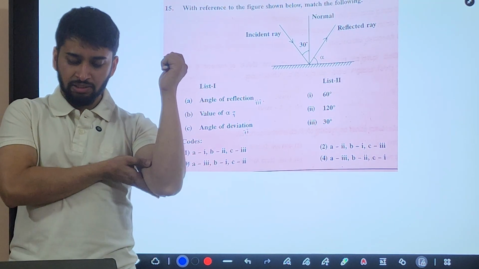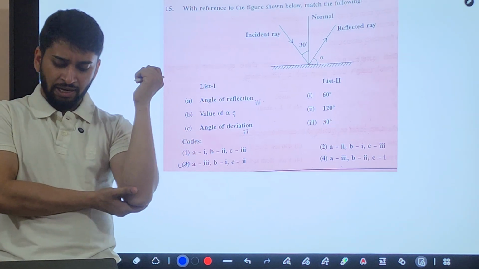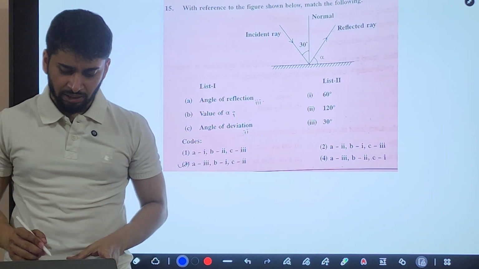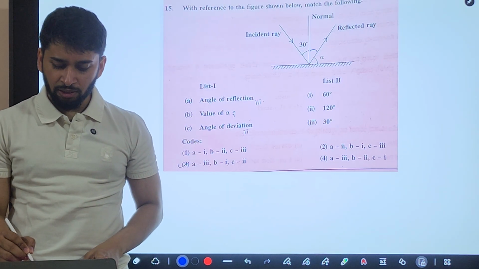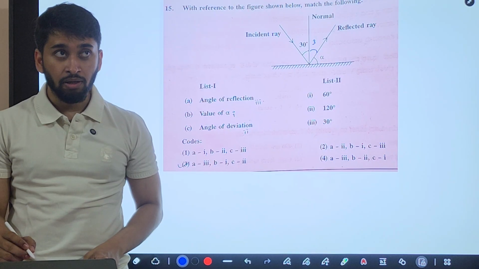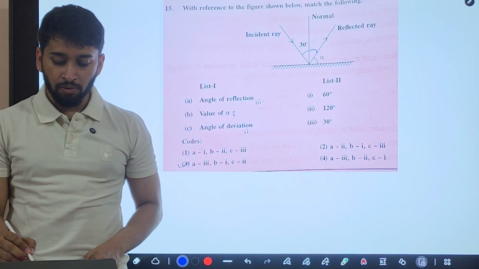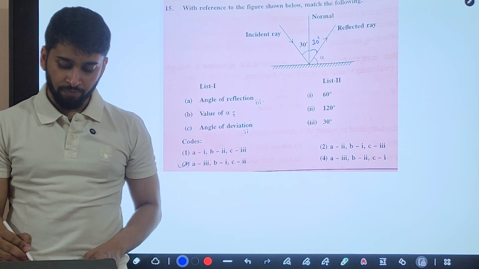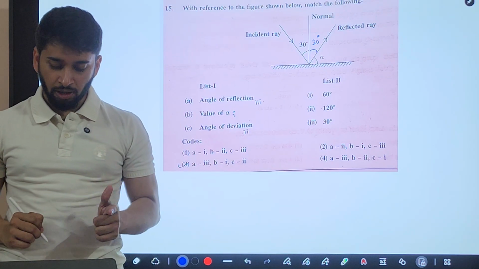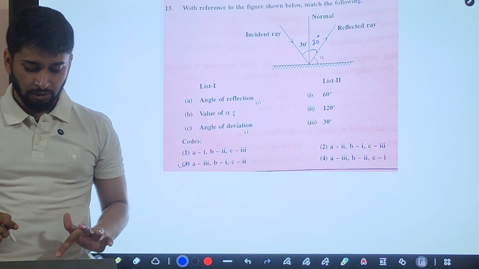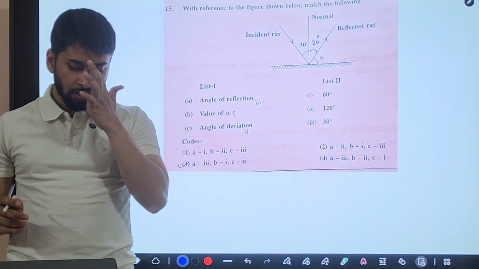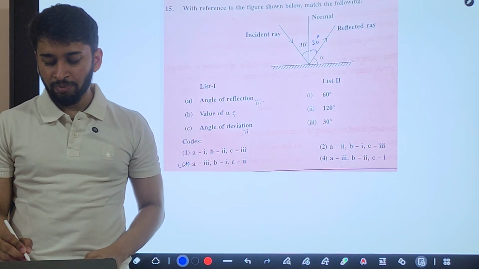With reference to the figure below, match the following. Angle of reflection. How much will be angle of reflection? Angle of incidence is 30. Angle of reflection will also be 30 degree. Right? Now, what else? Value of alpha. How much will be alpha? Alpha will be 90 minus 30, which is 60 degree.